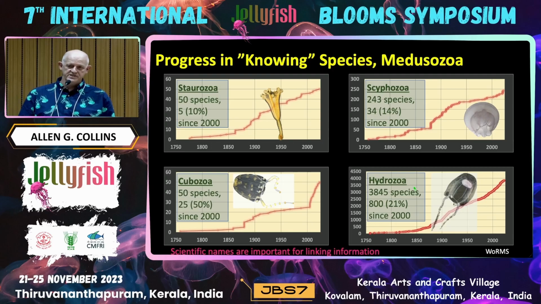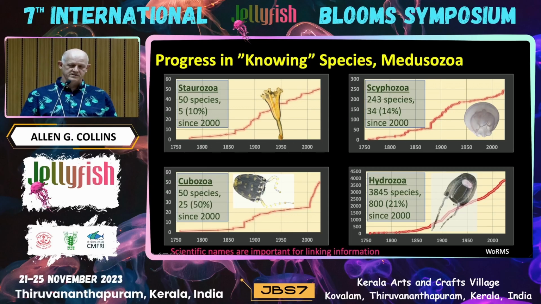And the numbers are pretty similar for the medusozoan groups. Also, 10% of staurozoans have been described in the last 10 years. The numbers for cubozoa are the exception, where fully half the species have been described in the last 23 years. And I talked about this way back in Barcelona, that there was this big uptick in cubozoan systematic work, and it has continued. So it's really nice to see that that pace is continuing.